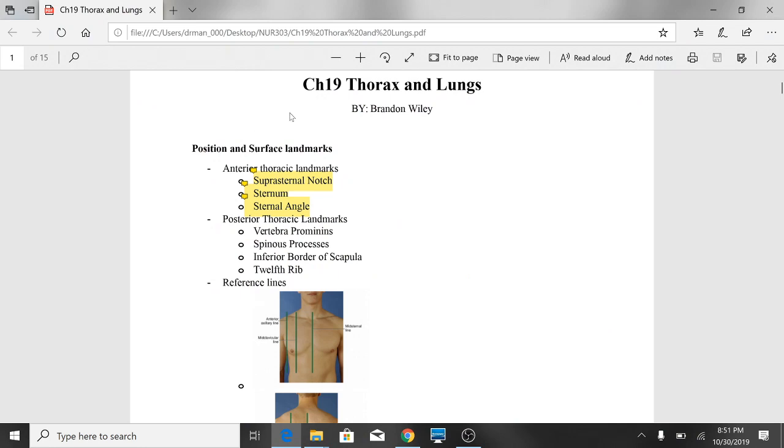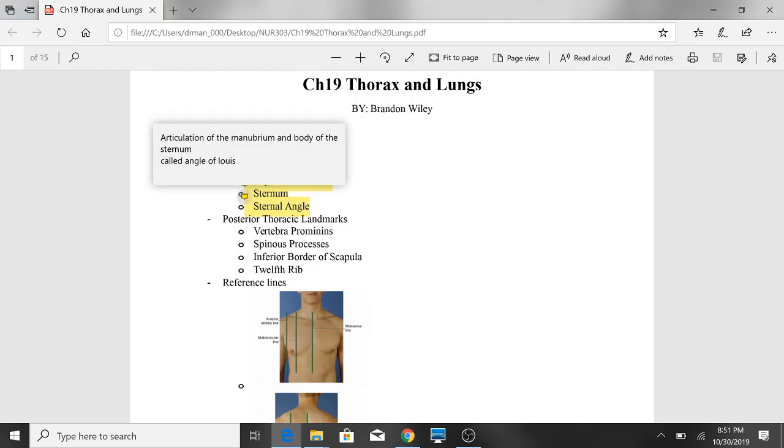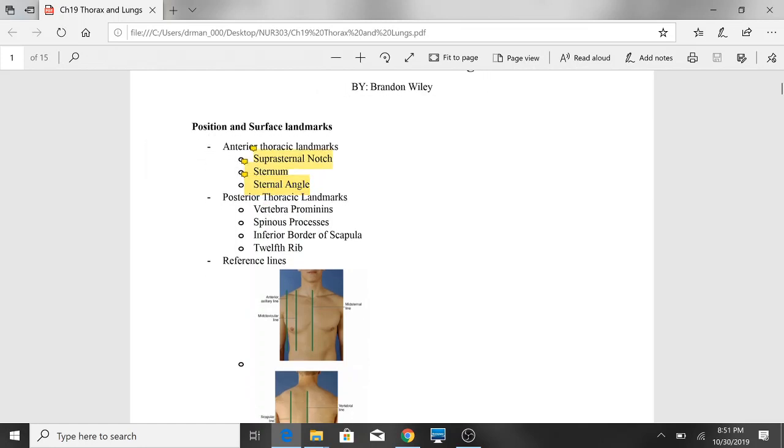So, looking at the position and surface landmarks, we got the anterior thoracic landmark, starting with the suprasternal notch, which is a U-shaped depression just above the sternum between the clavicles. And you got the sternum, which is the breastbone. You got three parts: the manubrium, the body, and the xiphoid process, followed by the sternal angle, which is the articulation of the manubrium and body of the sternum. It's called the angle of Louis. Posterior thoracic landmarks, you got the vertebra prominens, spinous process, inferior border of the scapula, and 12th rib.